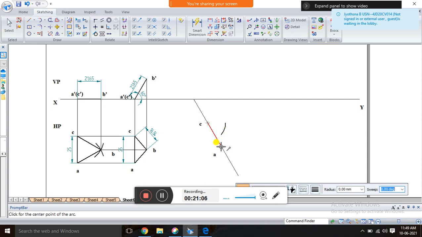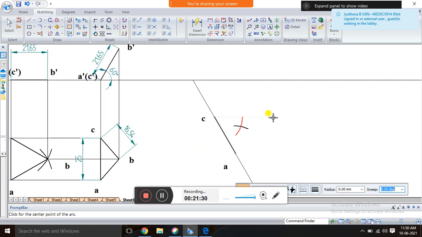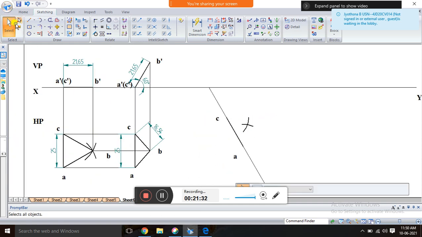Similarly, on the point A, 16.54, the same distance, and cut another arc. Okay, so like this you have to cut the arc, then you will get one point, and name that point as B.